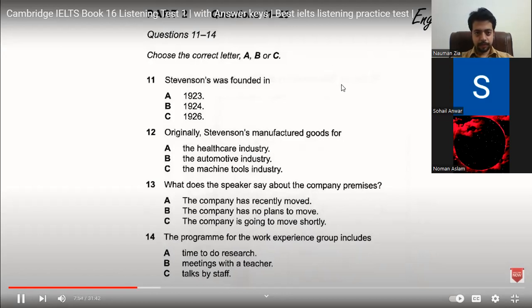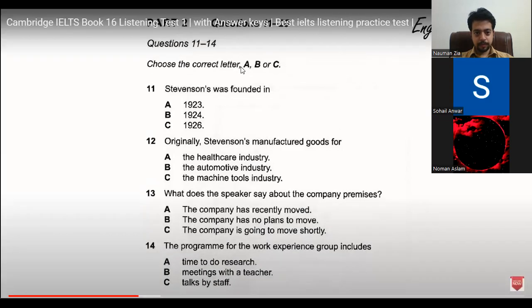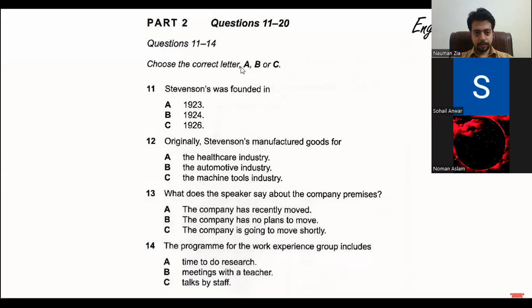Good morning, everyone, and welcome to Stevenson's, one of the country's major manufacturers of metal goods. Thank you for choosing us for your 2 weeks of work experience. My name is Julia Simmons, and since the beginning of this year, I've been the managing director.